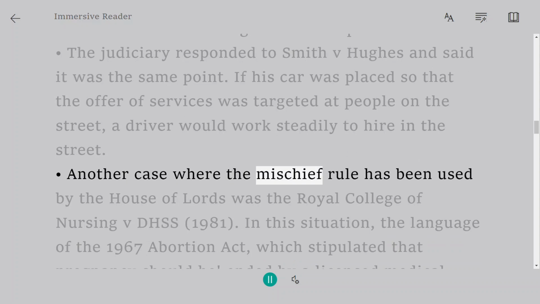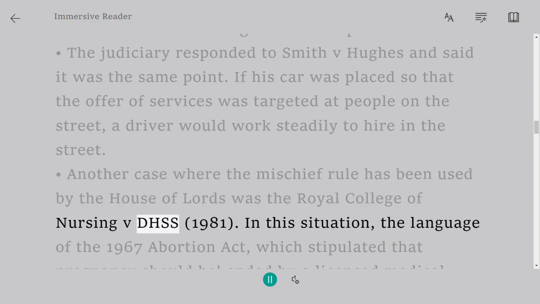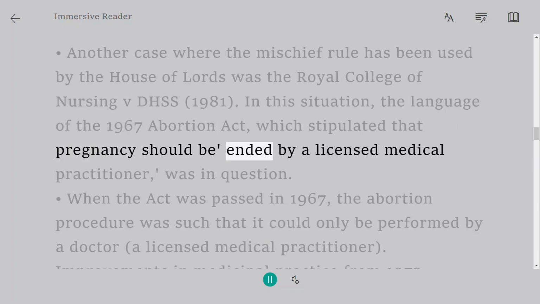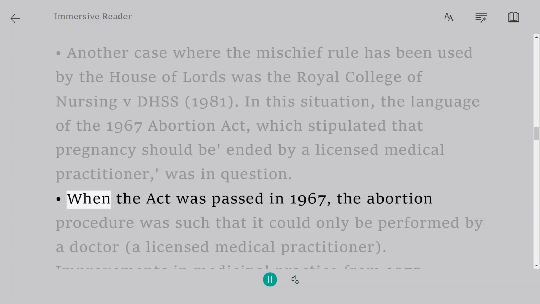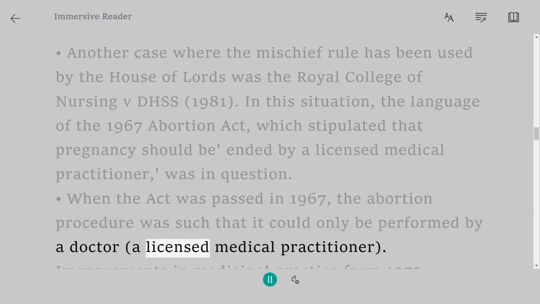Another case where the Mischief Rule has been used by the House of Lords was the Royal College of Nursing v. DHSS, 1981. In this situation, the language of the 1967 Abortion Act, which stipulated that pregnancy should be ended by a licensed medical practitioner, was in question. When the act was passed in 1967, the abortion procedure was such that it could only be performed by a doctor, a licensed medical practitioner.